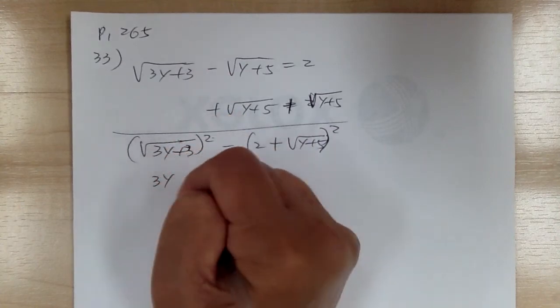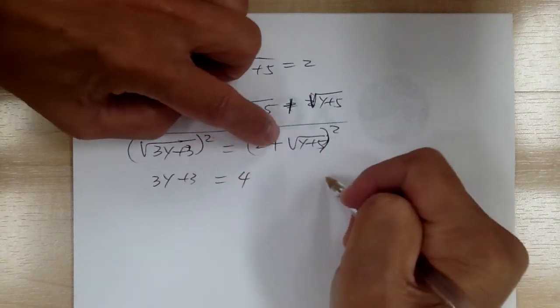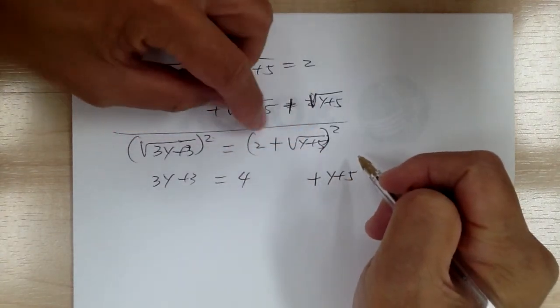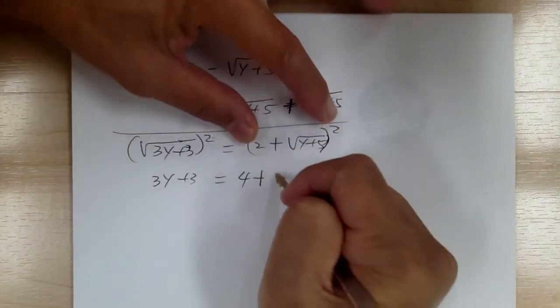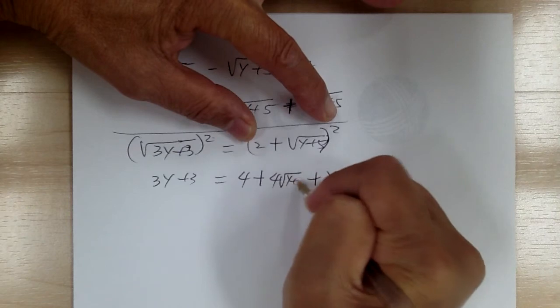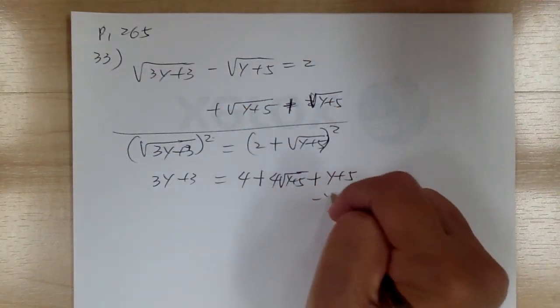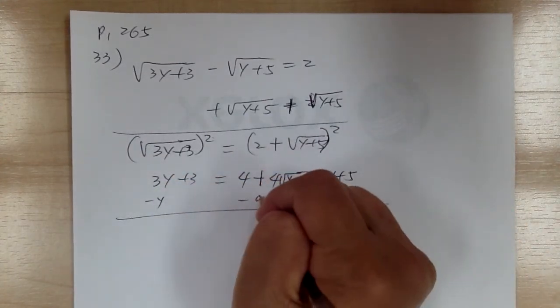So you got 3y plus 3. Now this one, again, you square that, you get 4. You square that, you get plus. You square that, you get y plus 5. The middle term is plus, the sign is plus, the number is 4, and the square root is y plus 5. Okay, so now we have to isolate this one. So there's minus y on both sides. And you got 4 and 5, so you need to minus 9.